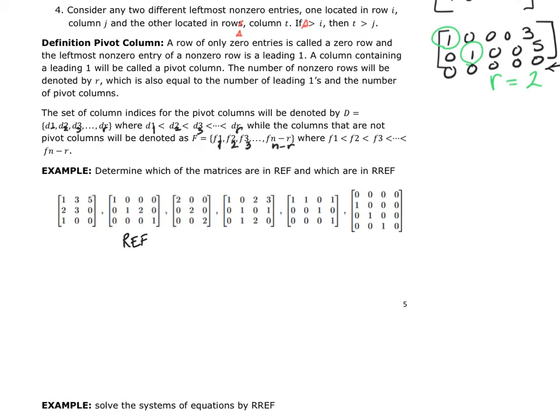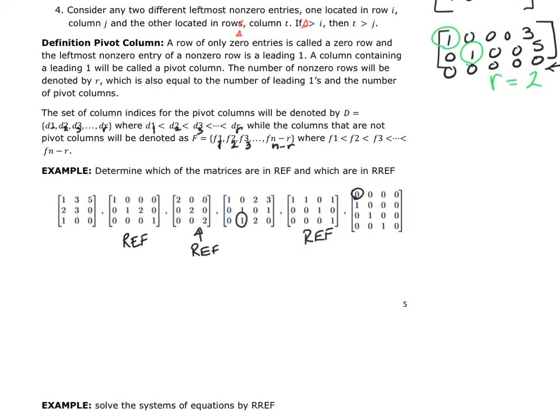This one is in row echelon form. This one's not because of that 1 being there. Now, if I take this matrix right here and divide everything by 2, it would also be in row echelon form. This one's not because I don't have a 1 in the 1, 1 position. I have a 0. If I would have switched those two rows, that would be in row echelon form.